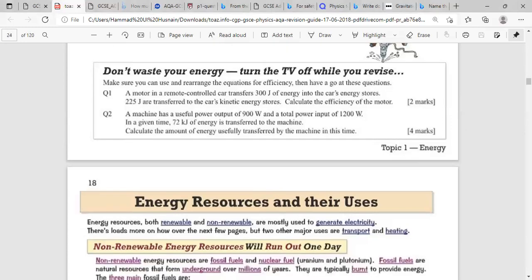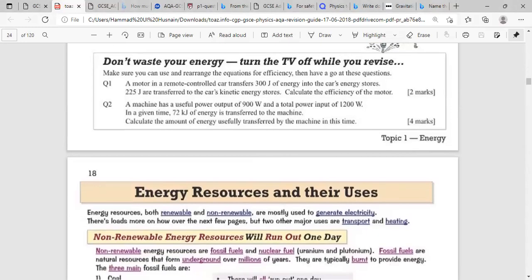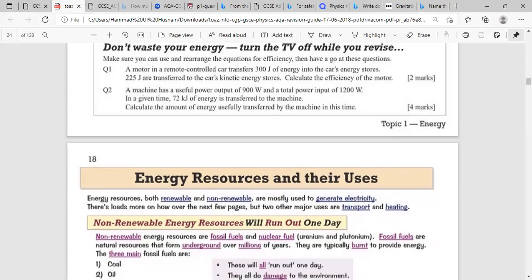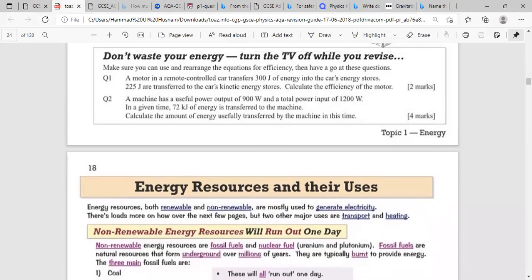So in the next question, it is written that a machine has a useful power output of 900 watt and the total power input is 1200 watt. In a given time, 72 kilojoules energy is transferred to the machine. Calculate the amount of energy usefully transferred by the machine in this time. It's a bit tricky. If you want me to solve this, I can help you out, or if you want to solve it by yourself, you can take time to solve it.